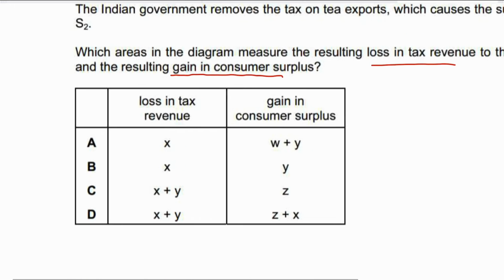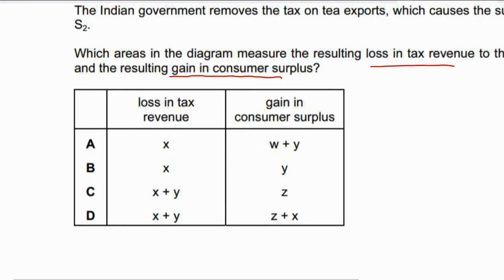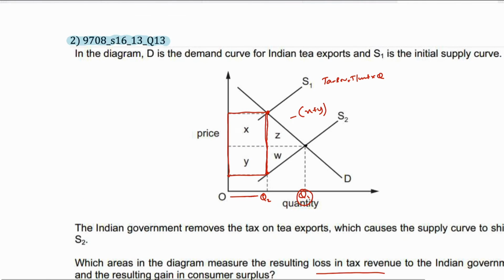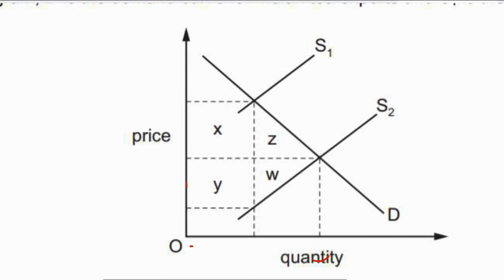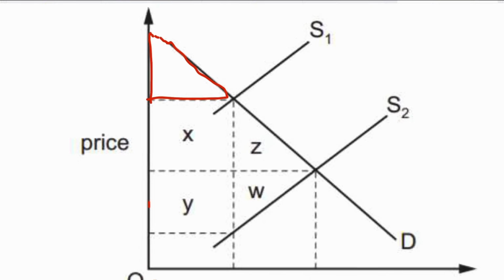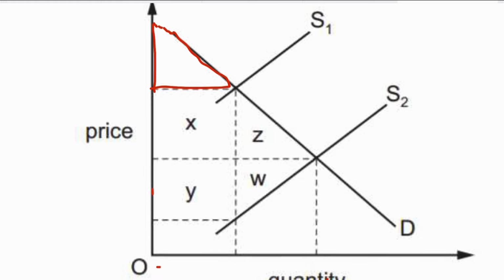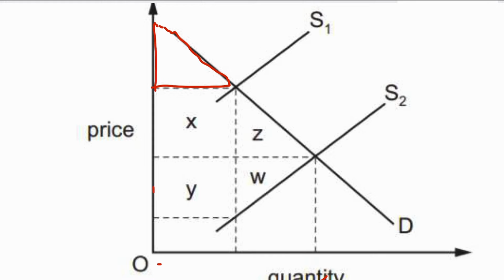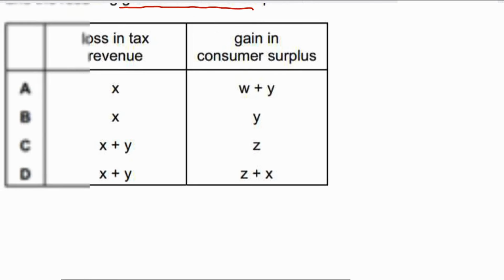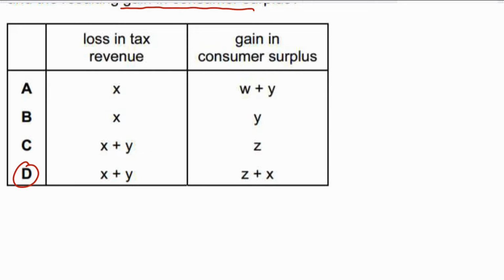So the answer has to be either C or D, right? So you cross out A and B. And so the gain in consumer surplus would be, so the original consumer surplus was how much? The original consumer surplus was this entire triangle, right? And now since the price goes down, the gain would be X plus Z. This reflects the gain in consumer surplus as the price goes down, X plus Z, right? So the answer should be D.